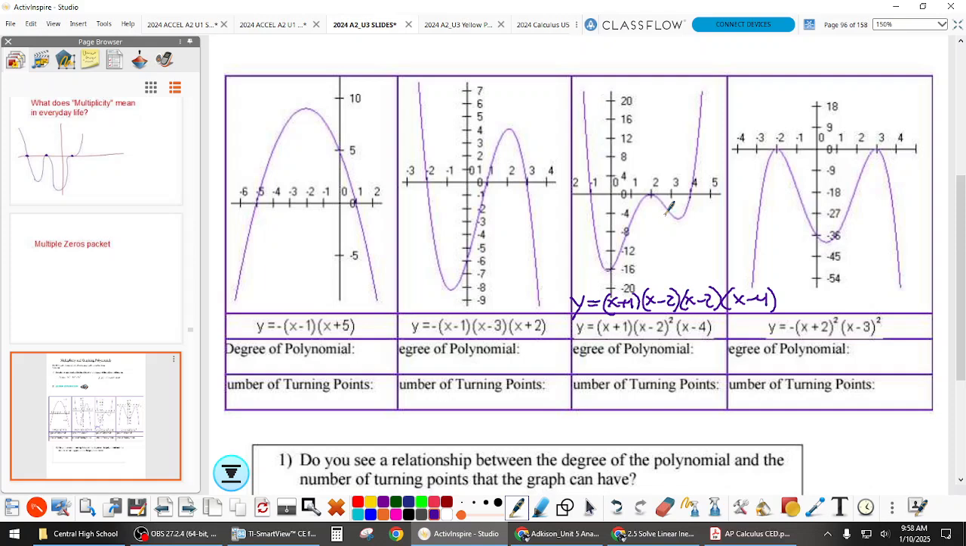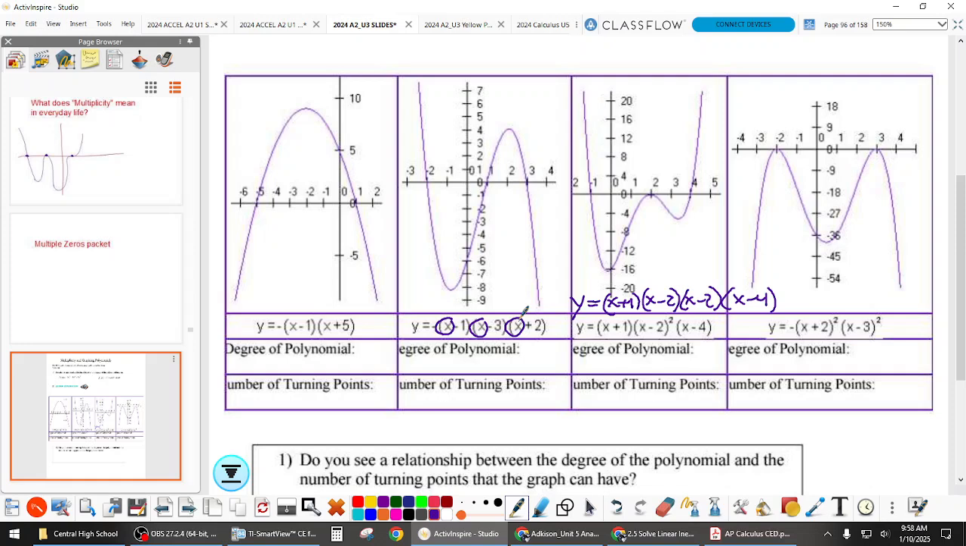Let's review this. This is something we did before break. How do we find the degree in factored form? You guys remember how to do that? Well, we just need to look at multiplying these together. So x, that's going to be our degree.